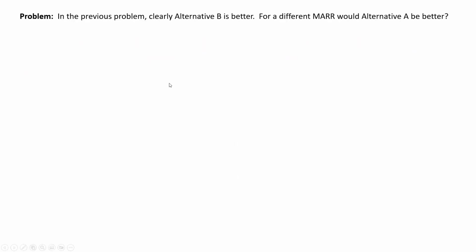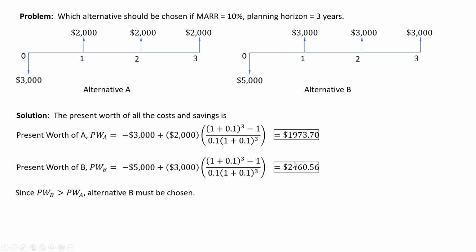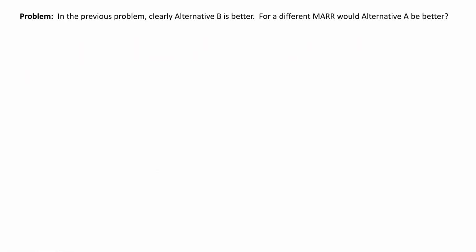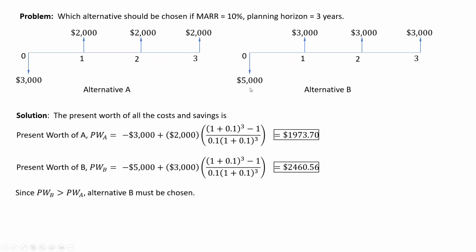Okay, cool. Next, in the previous problem, clearly alternative B is better, right? That's what we saw, because it's 2,460. We saw that B is better. Now, for a different minimum attractive rate of return, would alternative A be better? When I first saw that question, I was like, dang, I didn't even think about that. Is it all dependent on this i value?